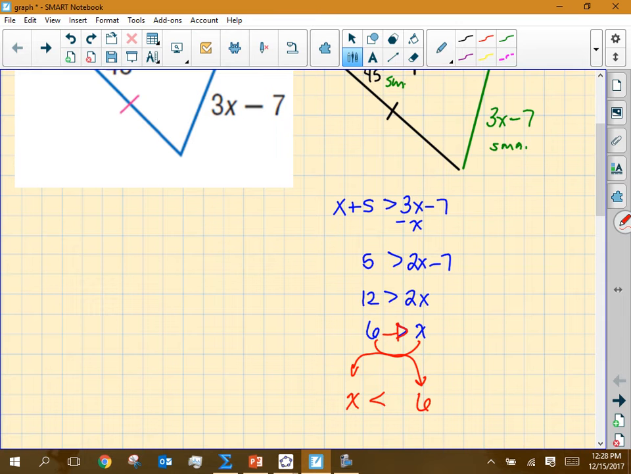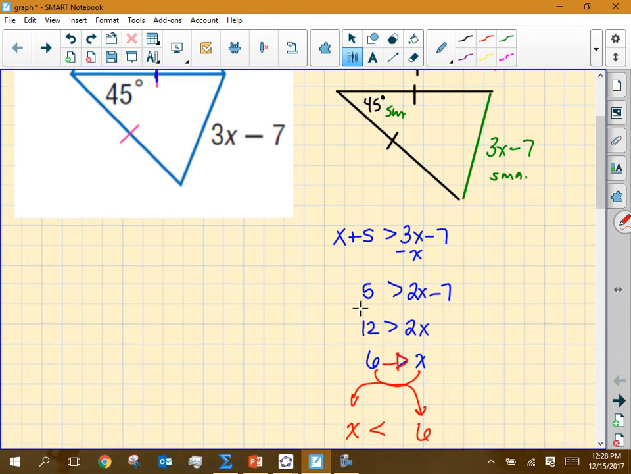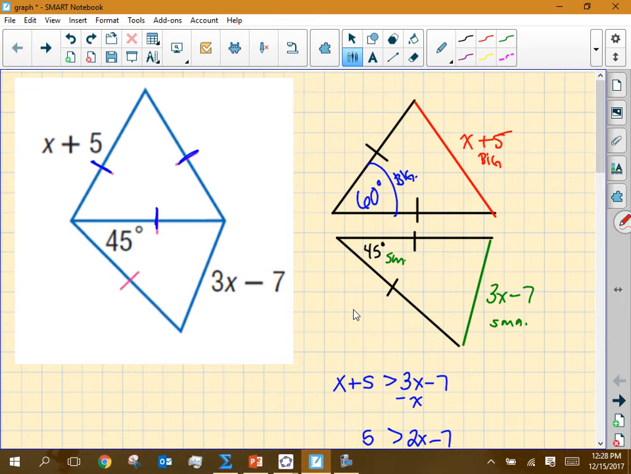Okay? So that says x is less than 6. And I think a lot of people are more comfortable looking at it that way. X is a number that is less than 6. Is that doable? Okay. Now, you have just used the hinge theorem to figure out potential values for x. But here's the problem. What kind of numbers could be less than 6? Give me a number that's less than 6. 5. Okay, 5.